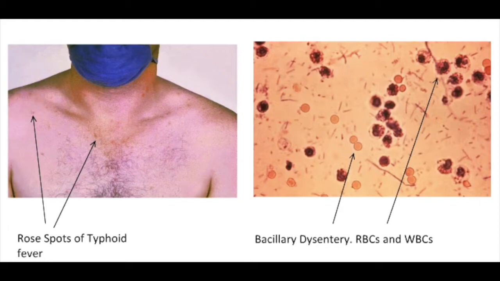And on the right side of the screen, I've included a stool sample that was then put under microscopy, and we see the characteristic signs of bacillary dysentery. So bacillary dysentery has to necessarily have blood, and it has to have pus, basically white blood cells. And we see both of those things on this smear over here.